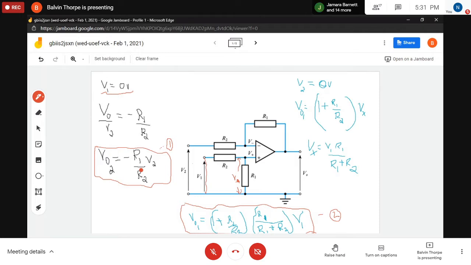Yes, sir. Hence, the output voltage for network 1, when we ground V1, would be equation 1. Everybody with me? Anybody not with me? All right. Silence means consent. Moving right along. So we know what the output voltage is from V2 when V1 is grounded.